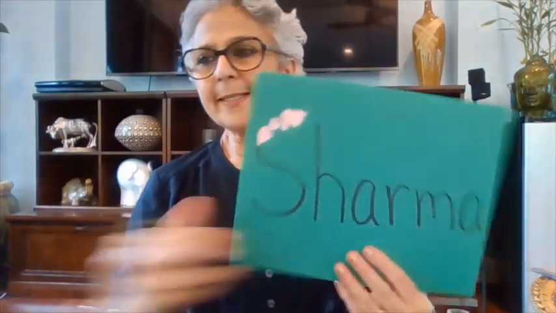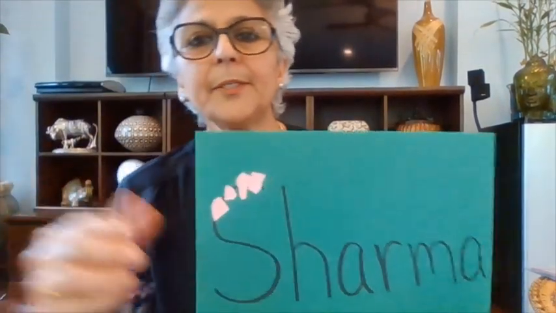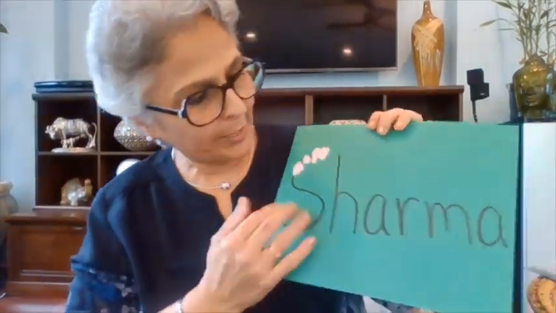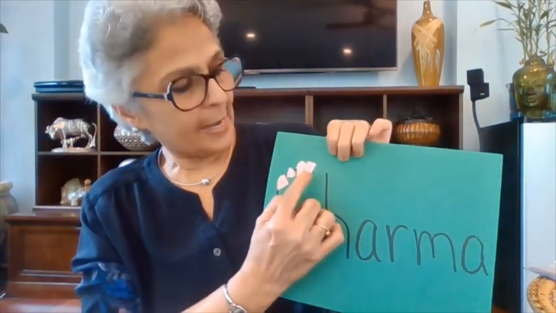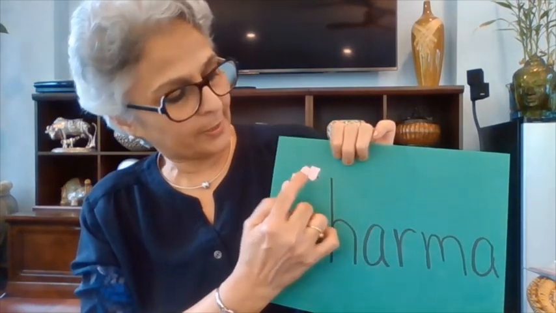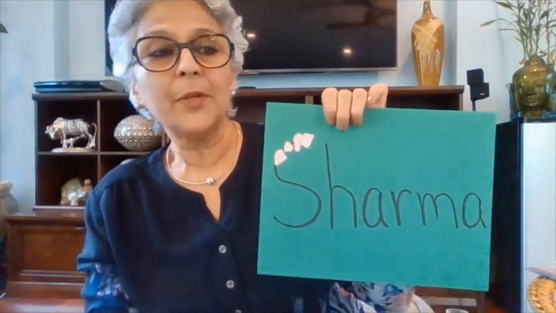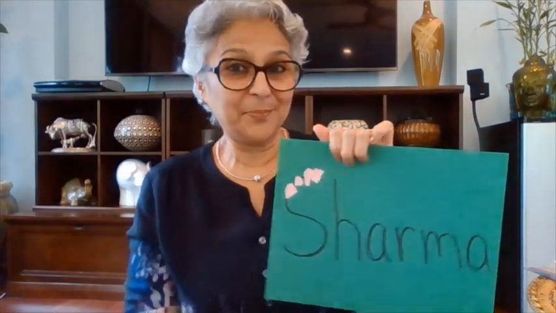Now, here is another thing that you can do. This is another way you can practice your last name. And this is what you're going to do. You're going to write down your last name and then tear some paper and just glue them, as you can see right here. You see that? I was just gluing some small pieces of paper. So this is another way of practicing your name.